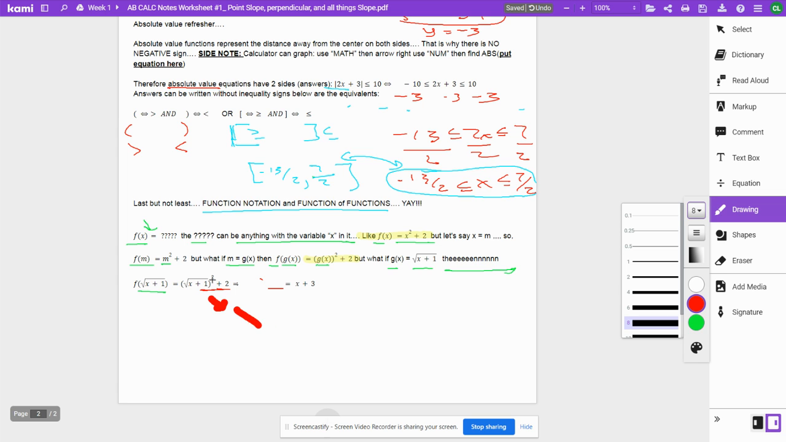So then this should be x plus 1 plus 2. And 1 plus 2 is 3. That was just way too long to get to that point.